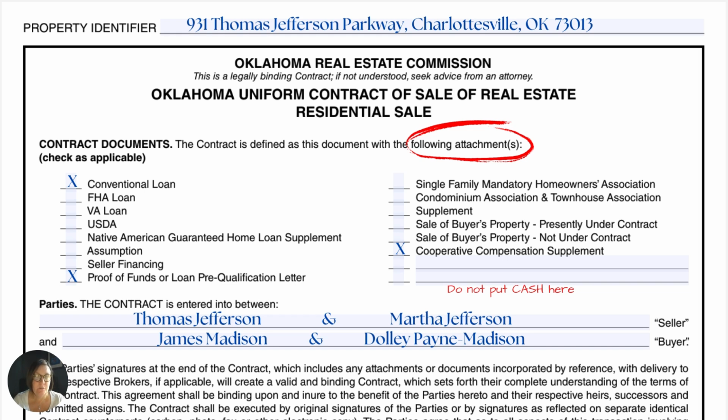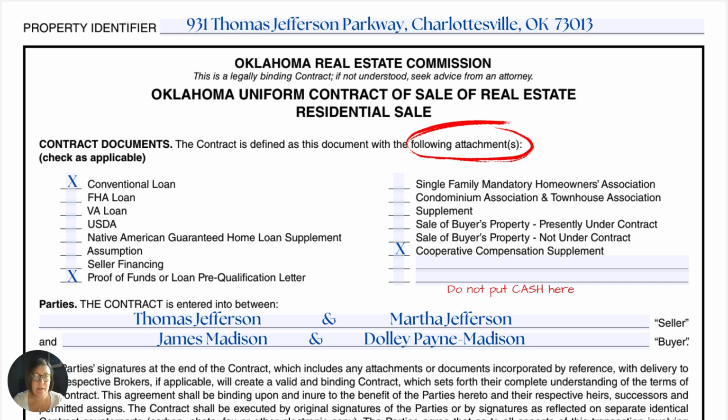And then another thing, just a personal pet peeve of mine, please don't type cash there. The contract defaults as a cash contract unless there's a finance addendum attached. So just don't type cash. Don't do that. No, don't. Okay.